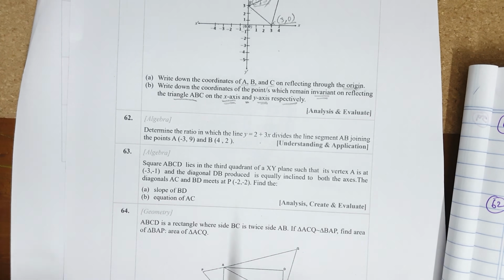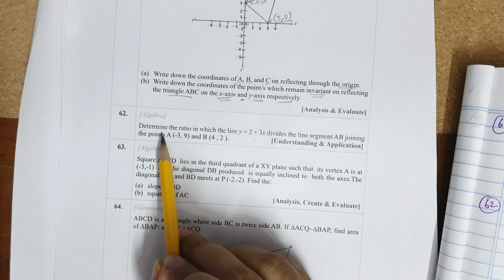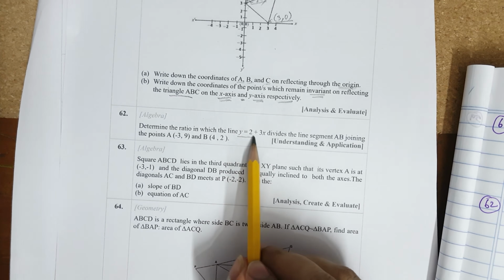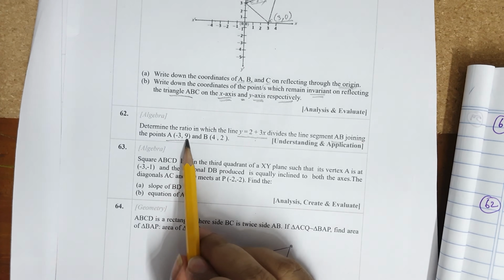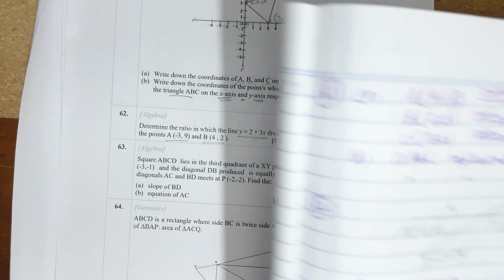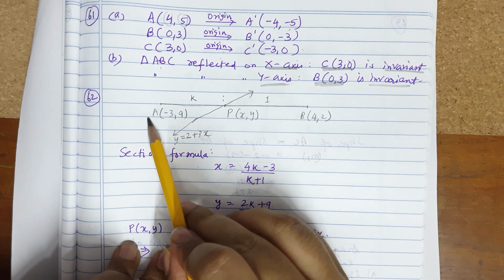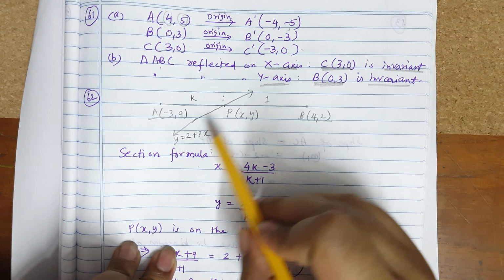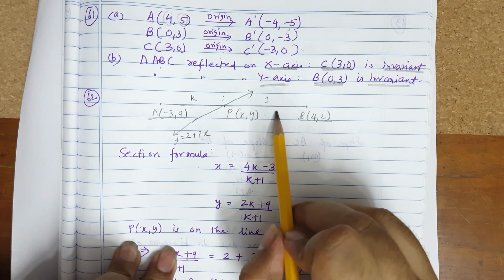Let's look at question number 62. This question is from, I think, section midpoint formula and also some knowledge of equation of a line. So we have to determine the ratio in which the line y equal to 2 plus 3x divides the line segment AB joining points A minus 3, 9 and B 4, 2. So it's helpful to just draw a rough figure, line segment AB, and a line is dividing the line segment AB into 2 parts, and I want to find the ratio.